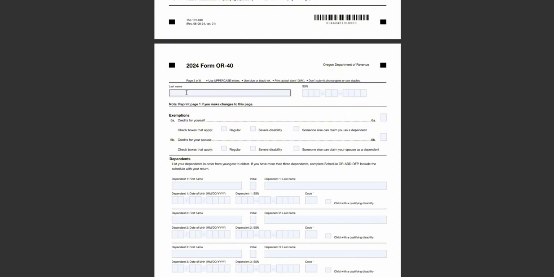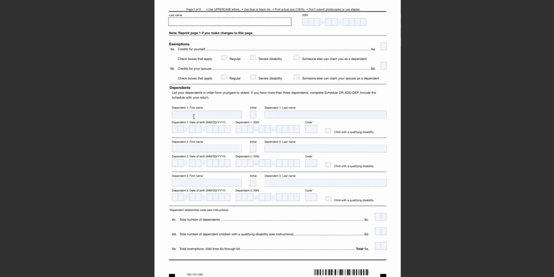All right, and then this is similar to California, where they want you to put your last name and social security number on each page. That's just to make sure that they keep track of their paperwork when they receive it in their office. All right, exemptions, credit for yourself. So I'm going to put one credit for myself because I just claimed myself. And then for your spouse, you can select a credit for your spouse as well.